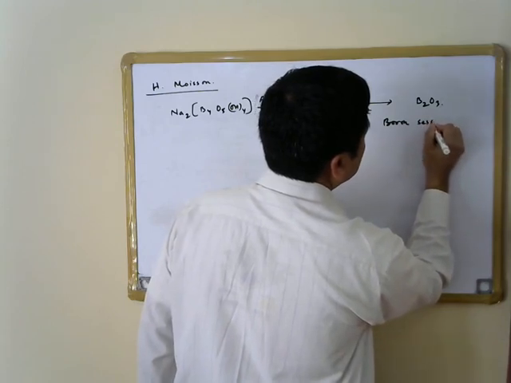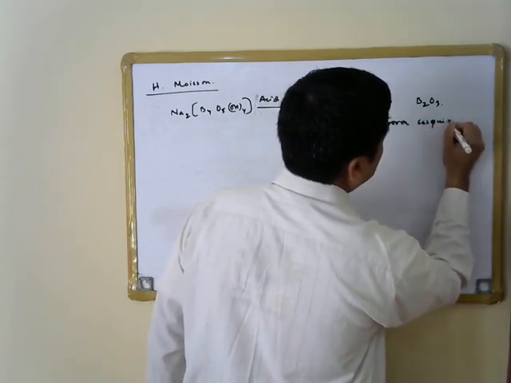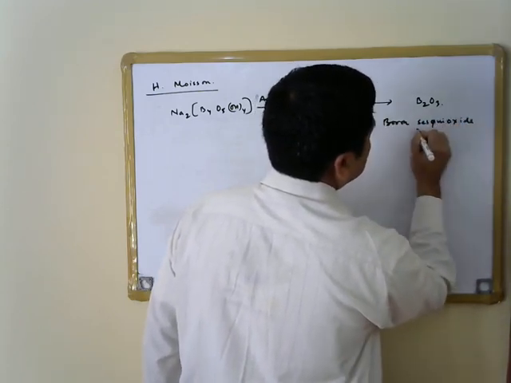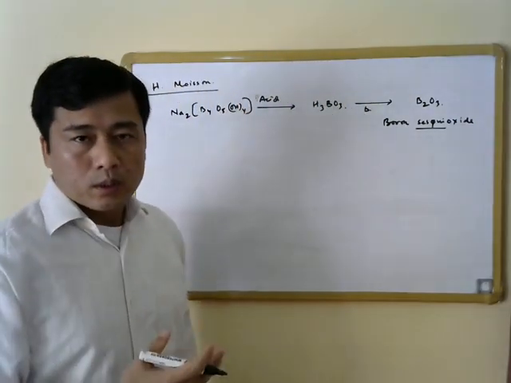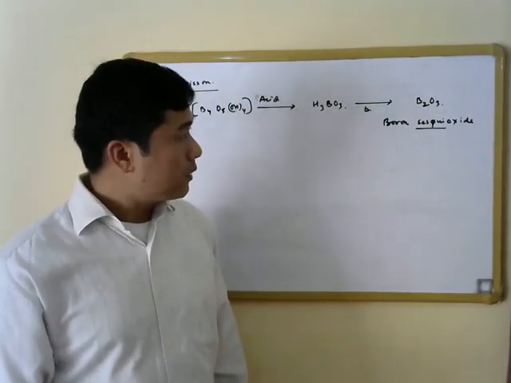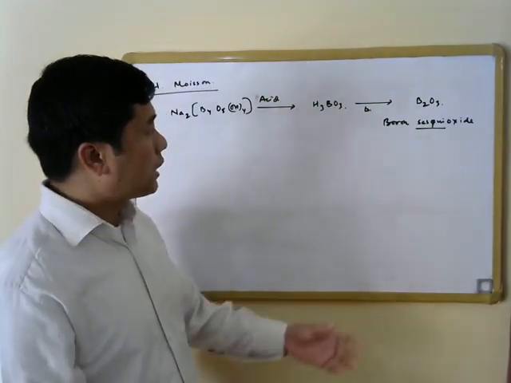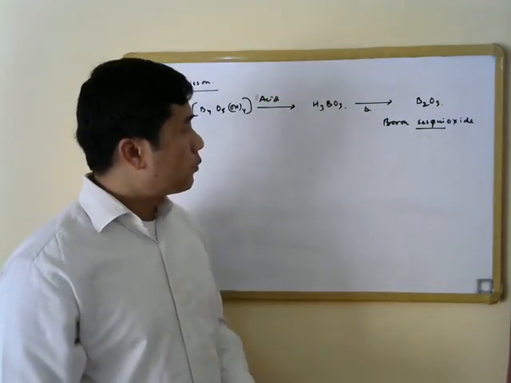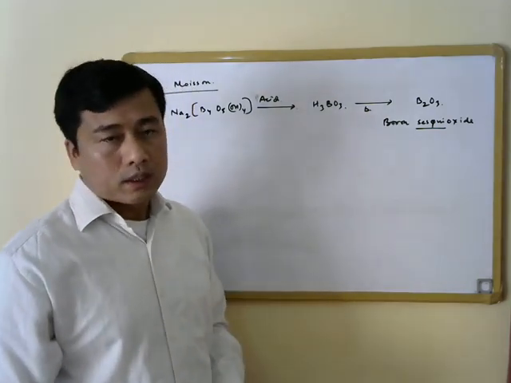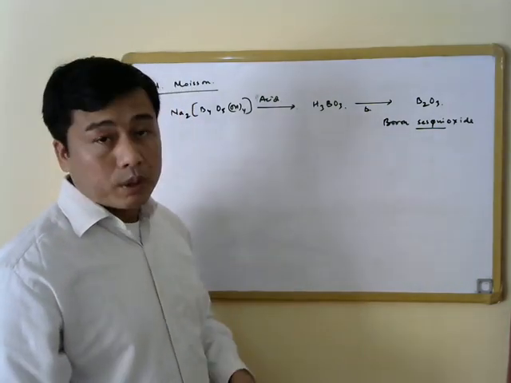boron sesquioxide. The sesqui word here means 1.5, because for each boron we have 1.5 oxygen, and that is why we call this compound boron sesquioxide. So that is B2O3.